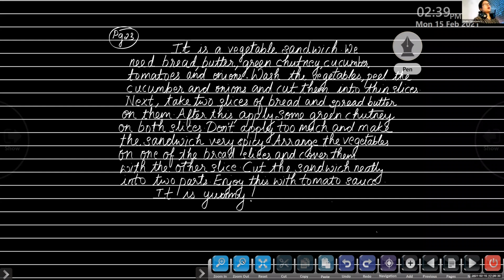So now if you are asked to make some other food item, will you be able to write? How to make tea? Will you be able to write the recipe of how to make tea? Ma'am, how will you present it? I know how to tell.